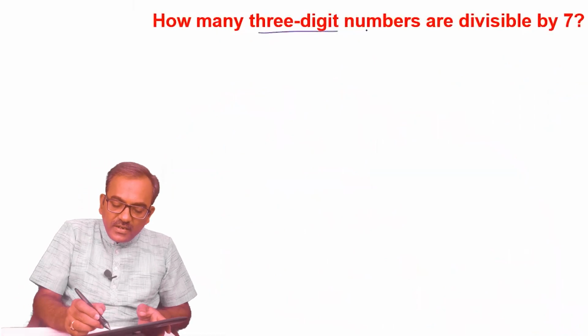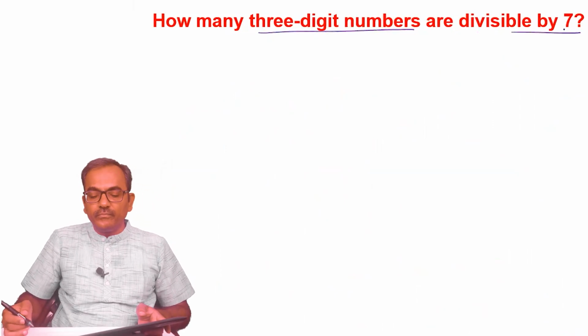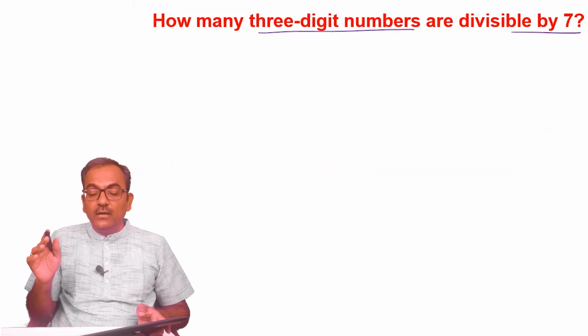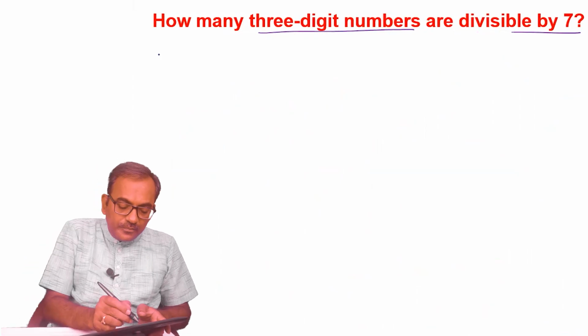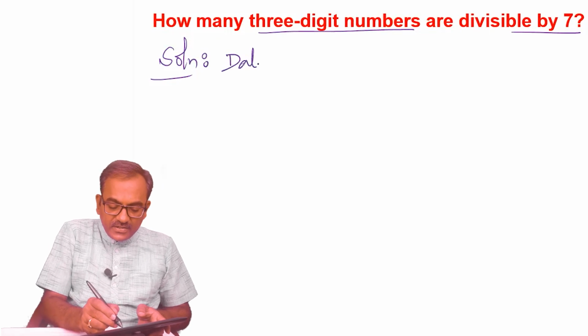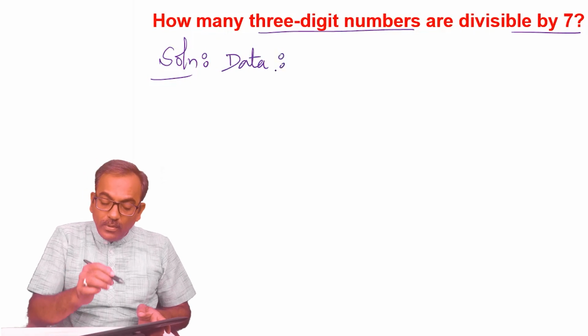How many 3-digit numbers are divisible by 7? There is no AP here. How to find the term? What is that we need to find? There is nothing. So now for the solution part, let me take up the data first. What does the data say? What does the problem say?